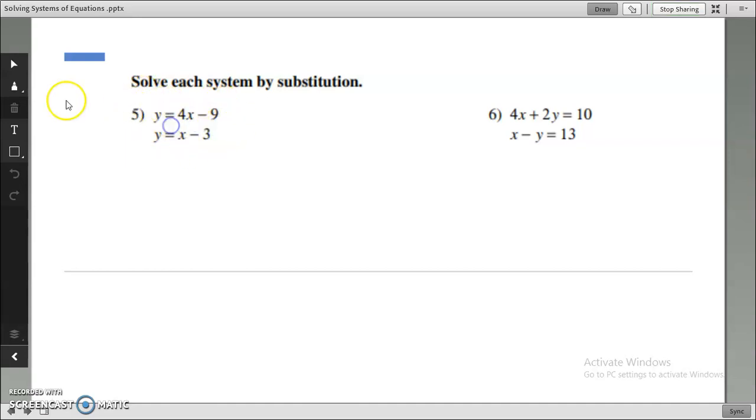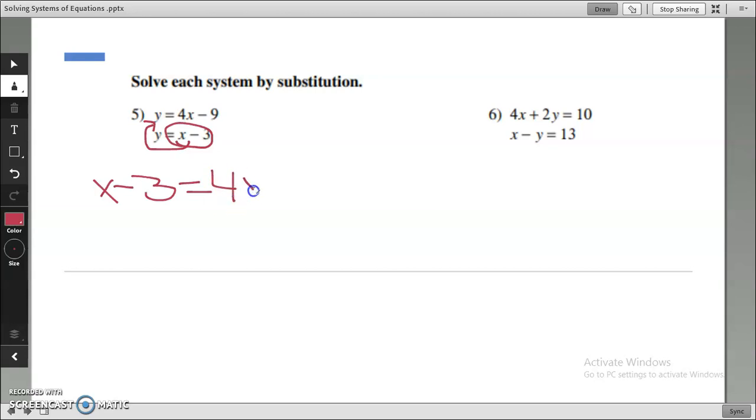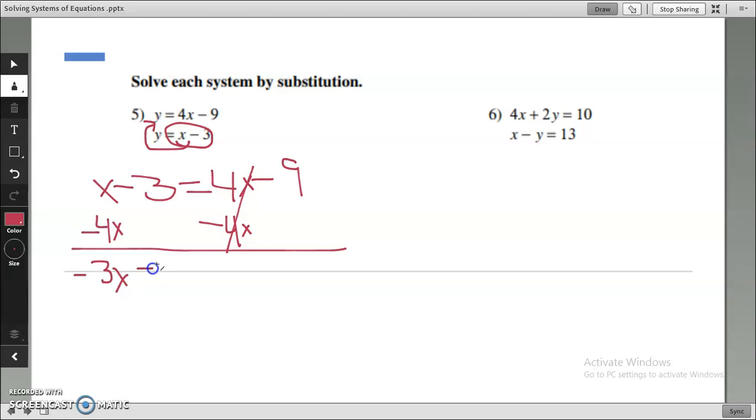So I'm taking all of this expression and plugging it in for this y value here. So I get x minus 3 equals 4x minus 9. And now I can solve it. The first thing that I want to do when I solve an equation is get all my variables on one side. So I'm going to subtract 4x on both sides. That goes away and I get negative 3x minus 3 is equal to negative 9.